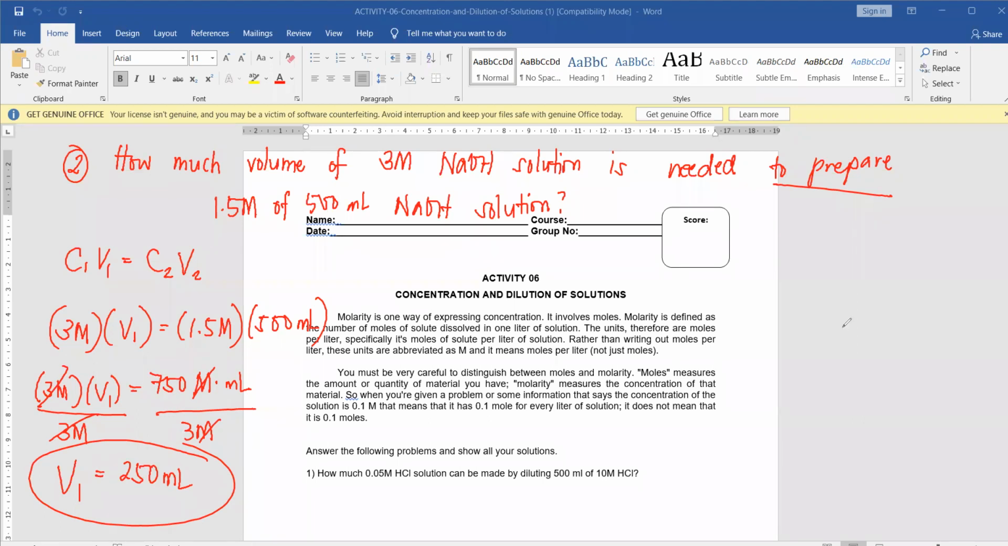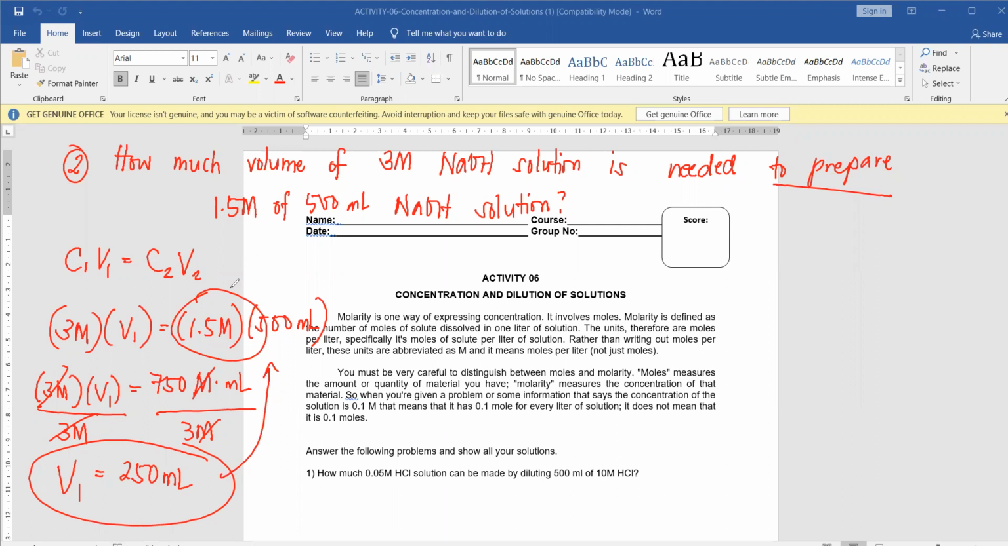Kung gusto mong gumawa ng 1.5 molar na concentration ng sodium hydroxide tapos yung volume niya ay 500, kailangan mo muna ng original solution na ang concentration ay 3 molar and ang volume ay 250 ml. So ito yung original volume, mag-a-add ka ng tubig, gawin mo siyang 500 ml and magiging ganito ang kanyang concentration. Yun yung ibig sabihin ng dilution process.